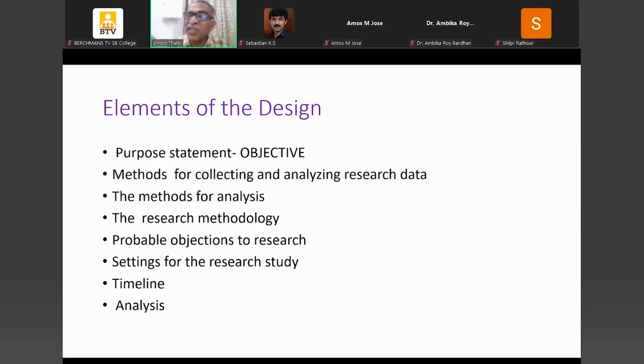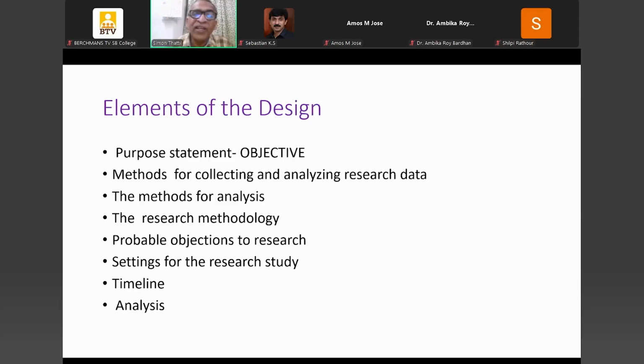You talk about price elasticity, you talk about elasticity to different factors, you talk about the impact of income, you talk about the impact of sales, you talk about decisions, education. You're saying literacy created this, awareness created this, and something else might have happened in between. So the probable objections to research, settings for the research study. Are you doing exploratory? Are you doing that? What are the settings that are required?